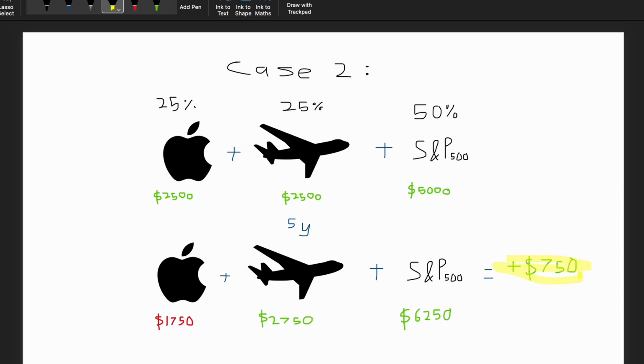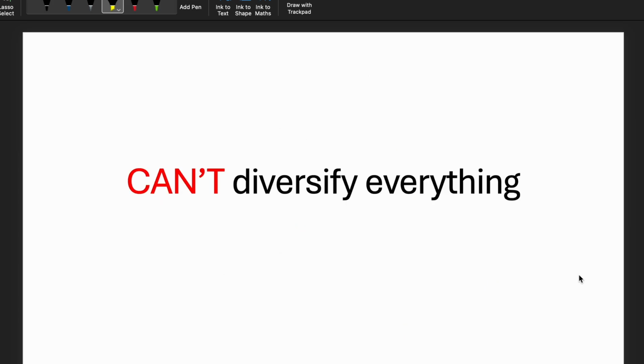So even though Apple did terribly in this 5-year period, you still made money. Now, can you diversify everything? No, you can't. There are some things that you simply can't diversify.